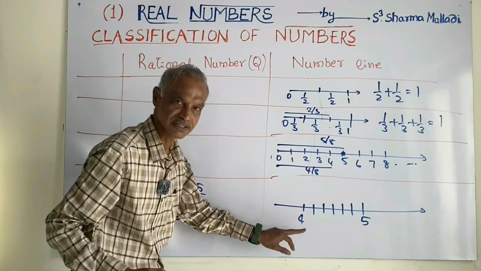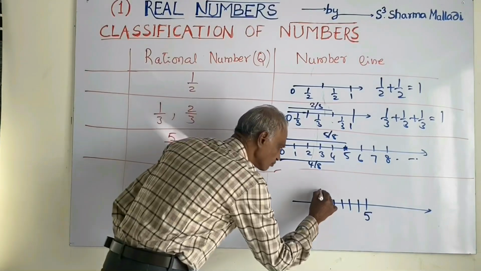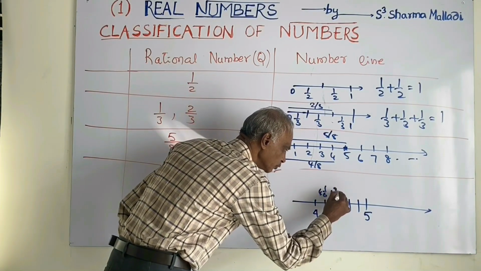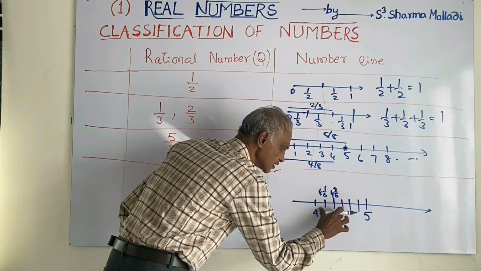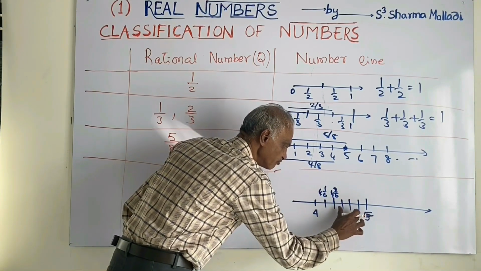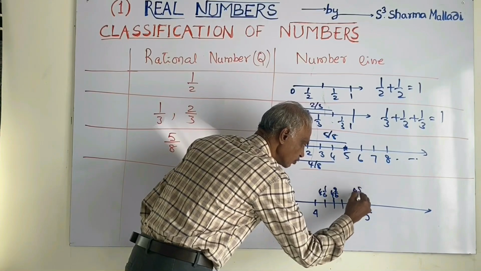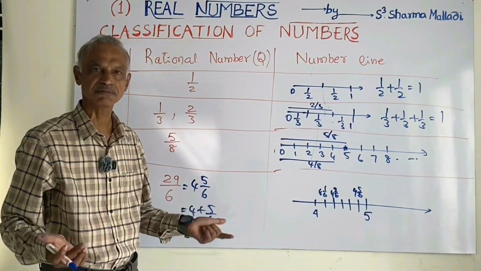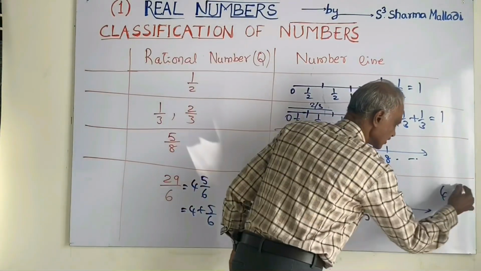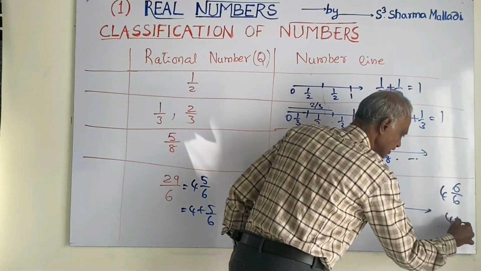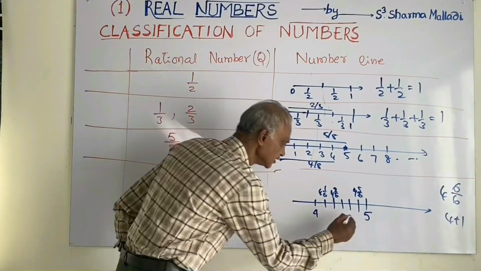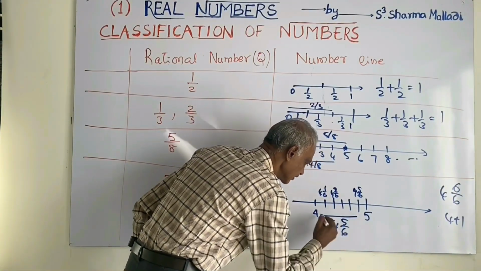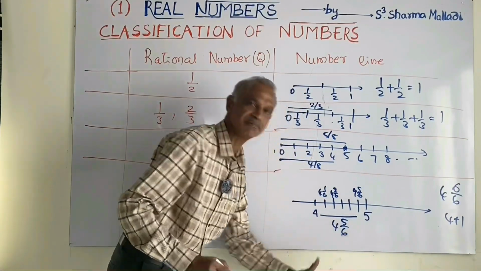Up to this is 4. This will be 4 1 by 6. This will be 4 2 by 6. 4 3 by 6. 4 4 by 6. 4 5 by 6. This is 4 5 by 6. And this will be 4 6 by 6. 4 6 by 6 means 4 plus 1. This will be 4 5 by 6.